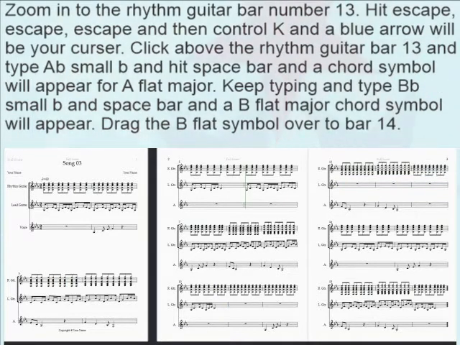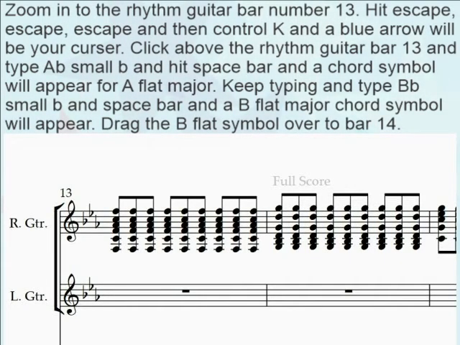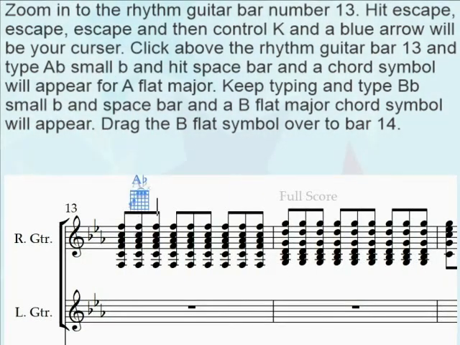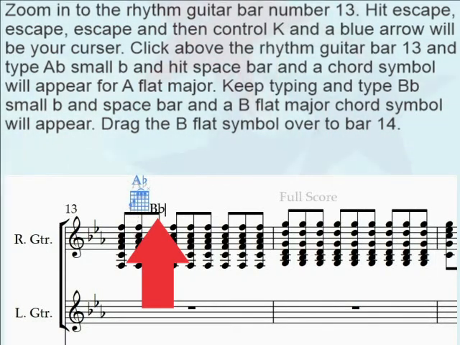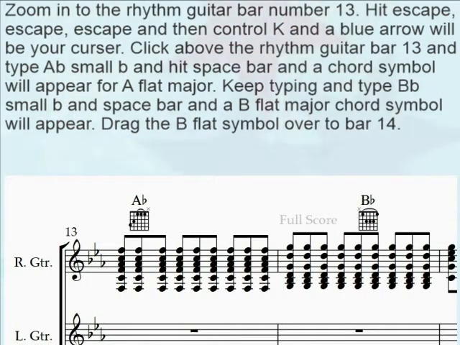Zoom in to the rhythm guitar bar number 13, hit escape, escape, escape, and then Ctrl K and a blue arrow will be your cursor. Click above the rhythm guitar bar 13 and type Ab, small b, hit the space bar and a chord symbol will appear for A flat major. Keep typing and type Bb, small b, and space bar and a B flat major chord symbol will appear. Drag the B flat symbol over to bar 14.